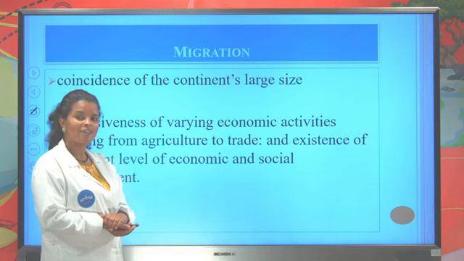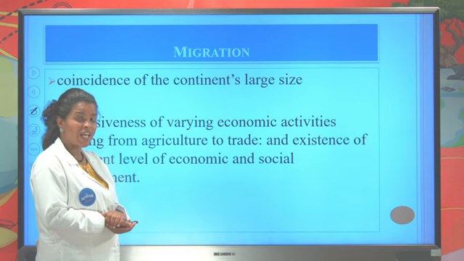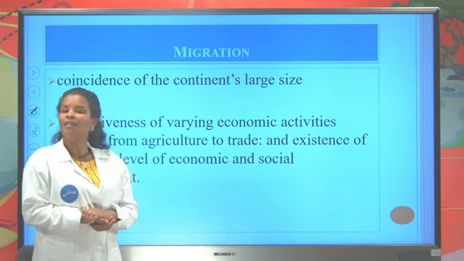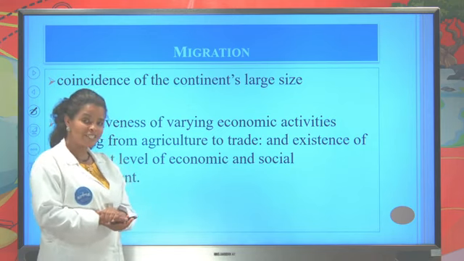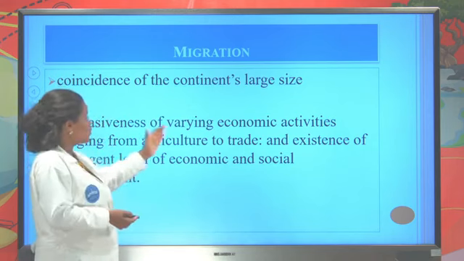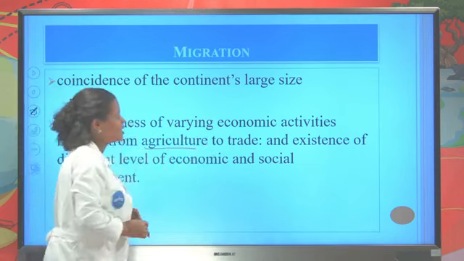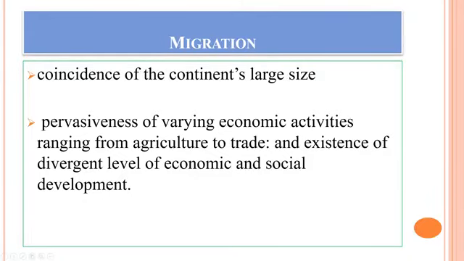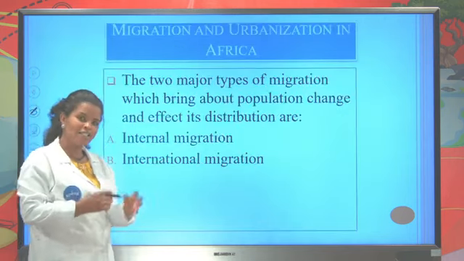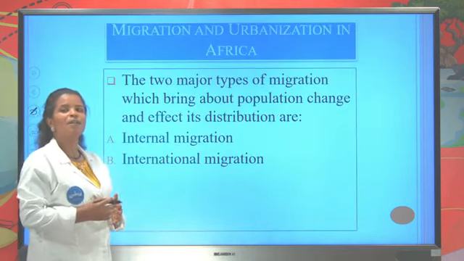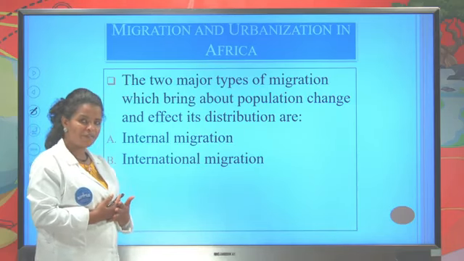Because of countries' large size, Africa is not densely populated. In terms of size, it is the second continent next to Asia, but it is not densely populated because of its large size. There is also the prevalence of varying economic activities ranging from agriculture to trade, and the existence of divergent levels of economic and social development. Because of this, the African people move from one place to another. So migration is common in Africa.